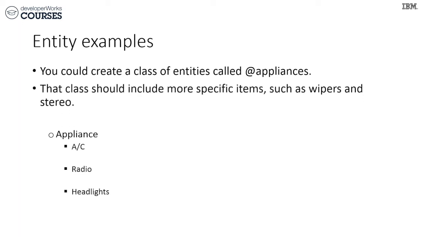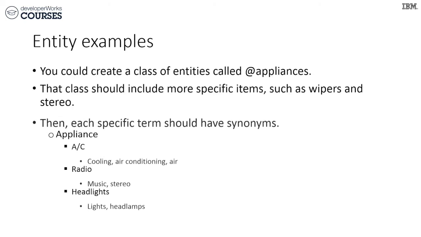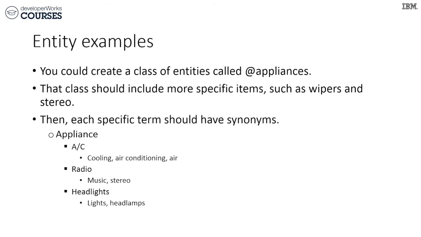Under the appliance entity, the user would list the different kinds of appliances that could be turned on and off, as I mentioned before, such as the radio, AC, and headlights. After declaring the appliance entity and the different kinds of appliances, synonyms of these appliances need to be given. These synonyms are words that users might use in conversation to refer to those specific appliances. For example, if we were talking about turning on the AC, we could use words like cooling, air conditioner, air, etc. The more values and synonyms that you add, the more likely that your bot will be to respond accurately.